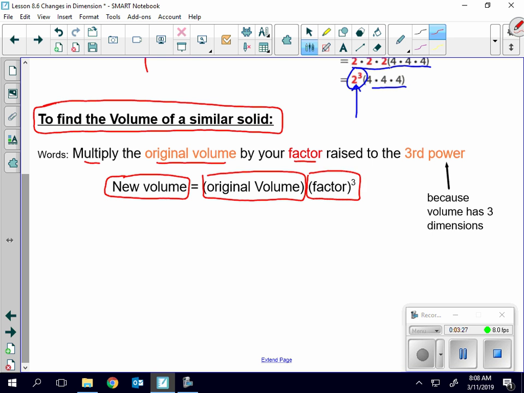And I'm going to write that like this. So the volume with a subscript of n, meaning the new volume, equals the original volume. I'm going to put a little O here. That's the original volume times the scale factor. I'm just going to call it S to the 3rd power.